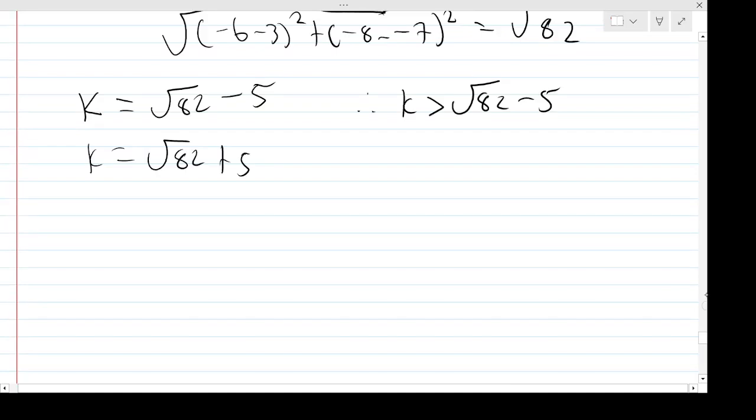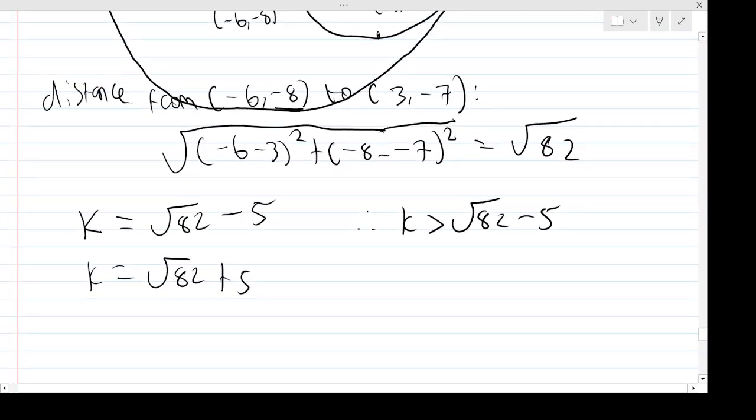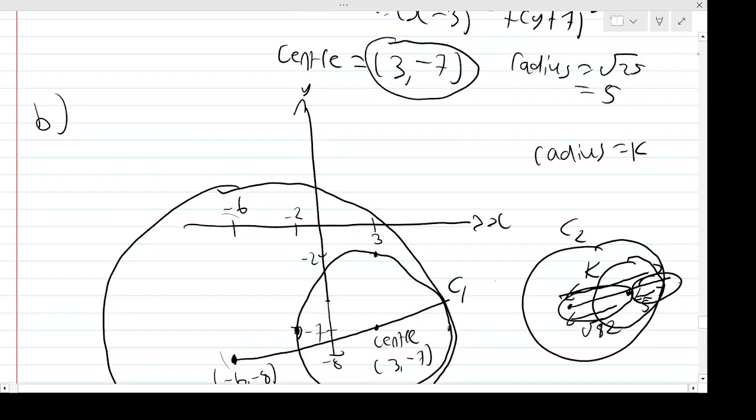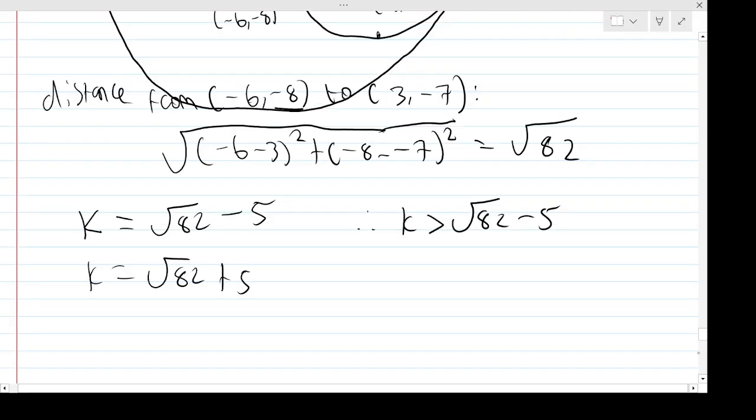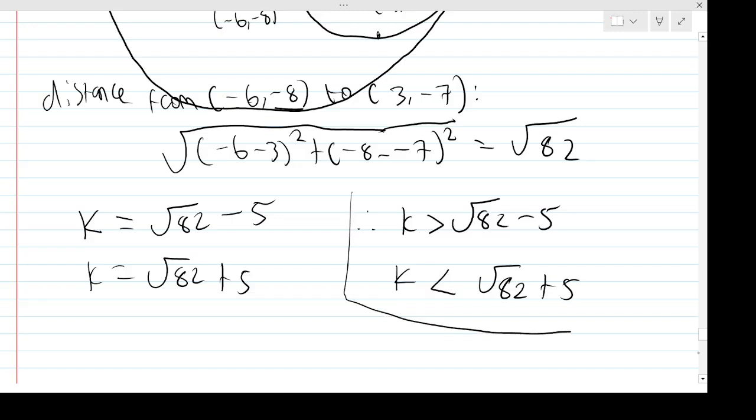Okay, we're pretty much done there, because then that means if I go any bigger than that radius, then again this engulfing situation happens when the bigger circle, the C2 circle, engulfs the circle C1, so C1 is entirely in C2, which means there won't be intersecting, okay? Which means I need it to be less than this, so k has to be less than root 82 plus 5. And there we are, those are our two values, okay?